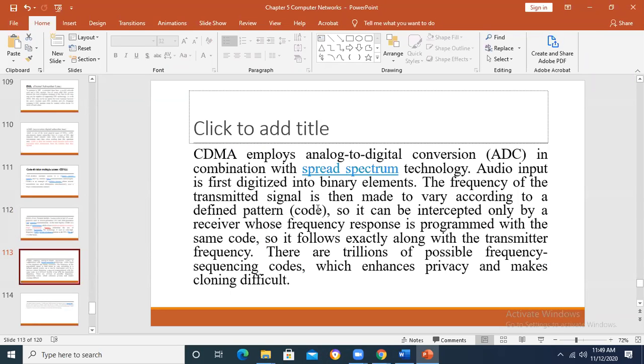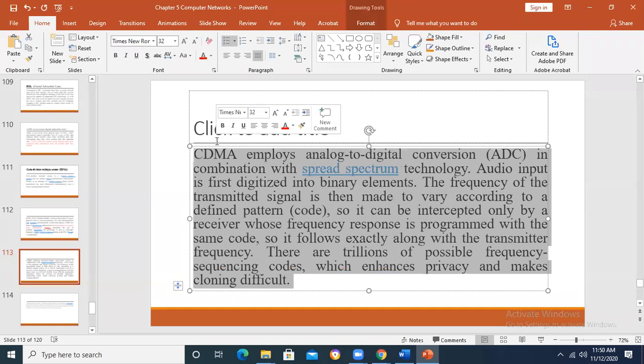Okay. CDMA employs analog to digital conversion, ADC, in combination with spread spectrum technology. Audio input is first digitized into binary elements. The frequency of the transmitted signal is then made to vary according to a defined pattern code. So it can be intercepted only by a receiver whose frequency response is programmed with the same code, so it follows exactly along with the transmitter frequency. There are trillions of possible frequency sequencing codes, which enhances privacy and makes cloning difficult.